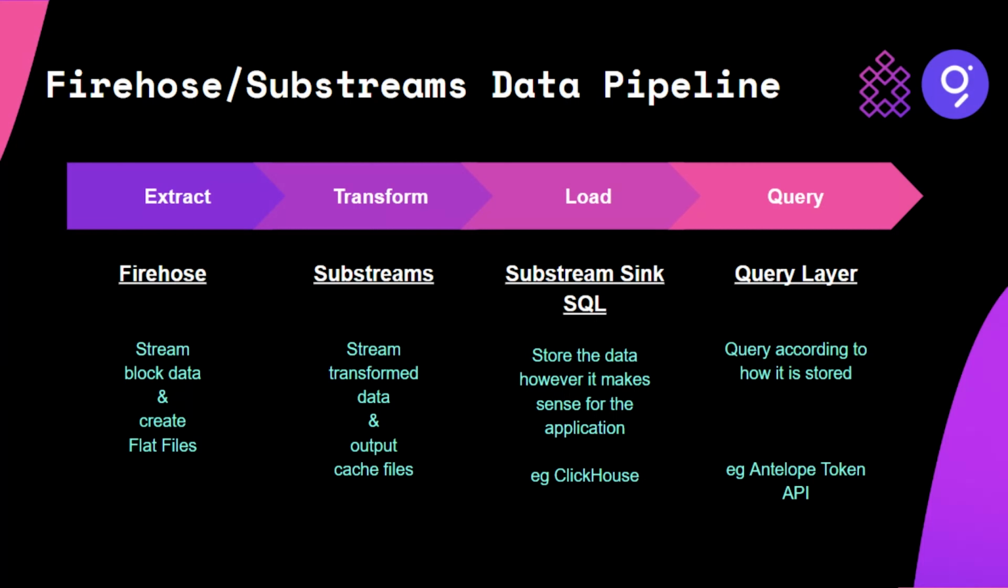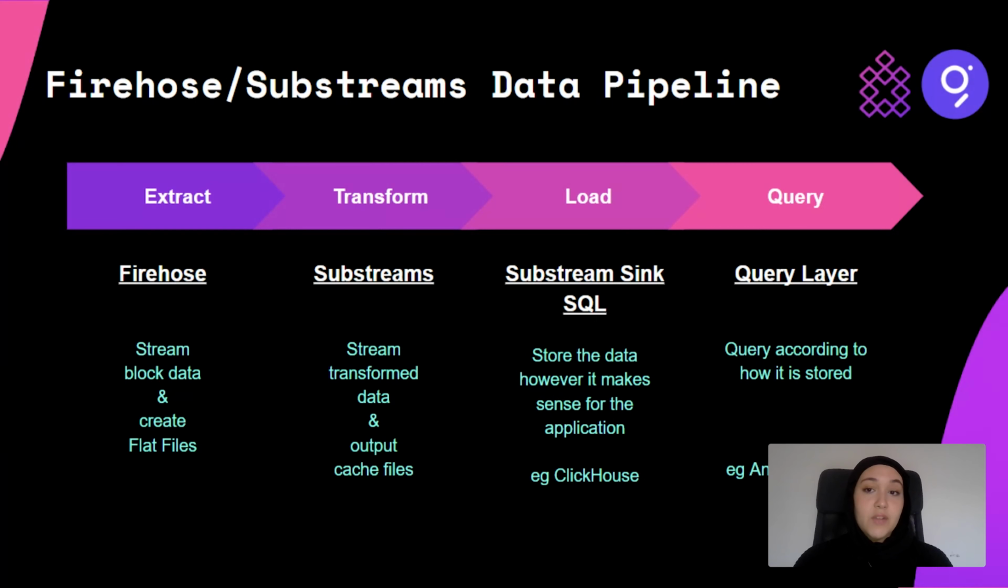Now let's dive into the Firehose/Substreams data pipeline. As you can see on this slide, the pipeline outlines the key stages of the data processing workflow. We start with the extract stage, where we stream block data and create flat files. Following that is the transform stage, which streams transform data and outputs cache files. The load stage uses the Substream Sync SQL tool to efficiently store the data in a way that suits our application's needs. Lastly, the query stage enables us to query according to how it is stored, utilizing the Antelope Token API. This pipeline streamlines our data management process, ensuring smooth integration and effective utilization of blockchain data for analytics.